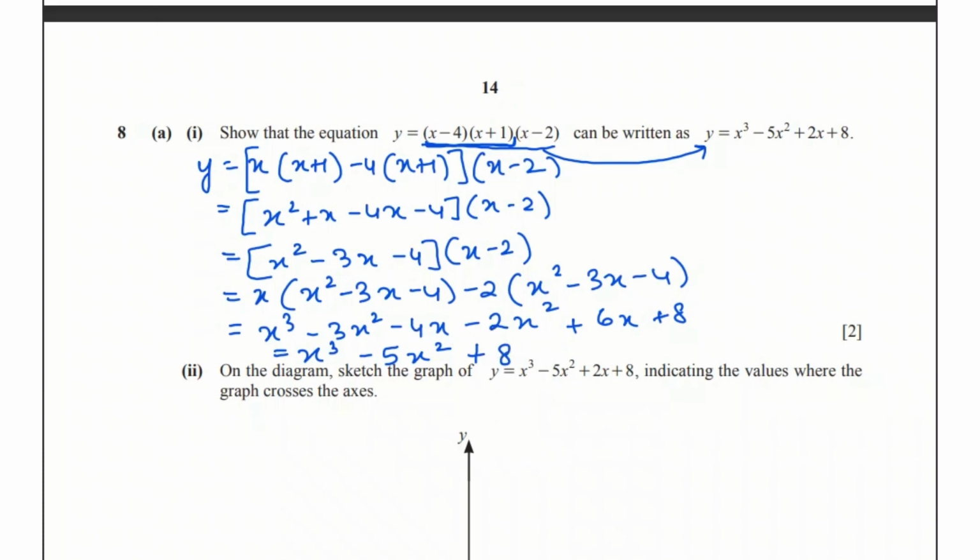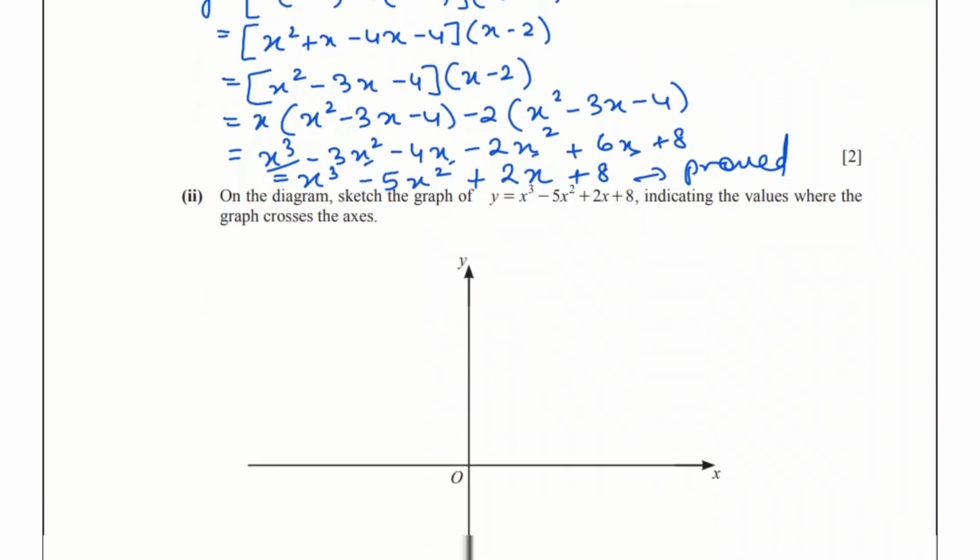Just a moment, x square, we forgot. Yes, now we are done with x square. x is minus 4x plus 6x, which gives me plus 2x, and this 8 x cube x square minus 5x, x and x 2x, and hence proved.